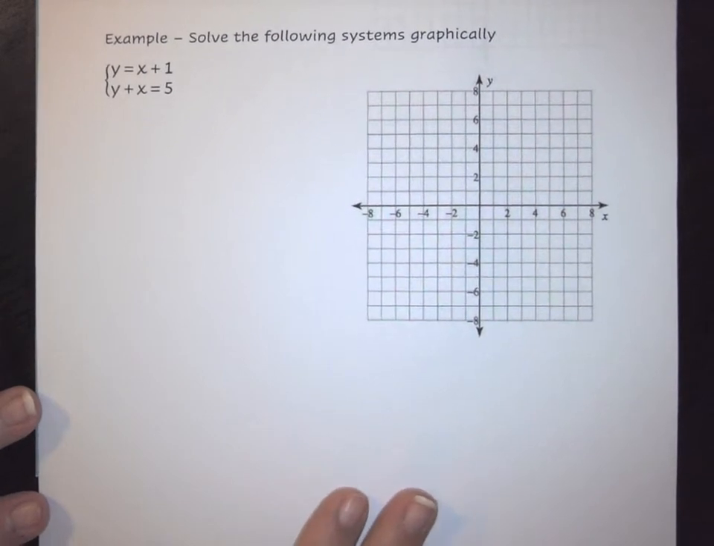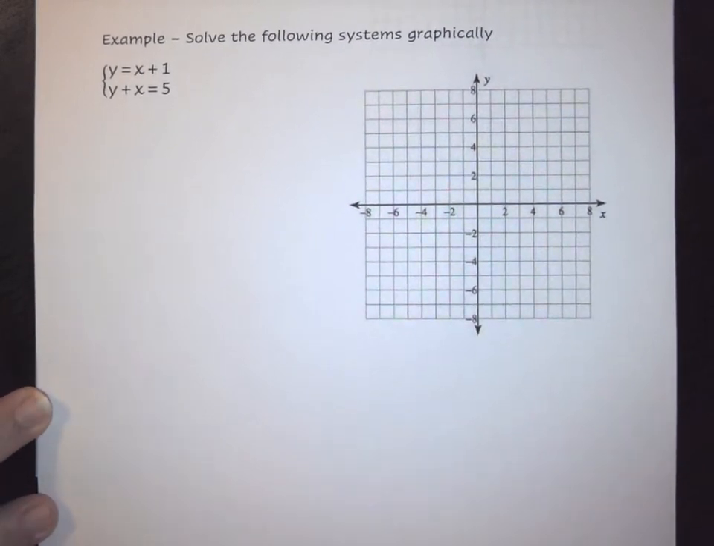Alright, let's look at another one here. We're going to do the same thing. Okay, we are going to go ahead and solve our system.